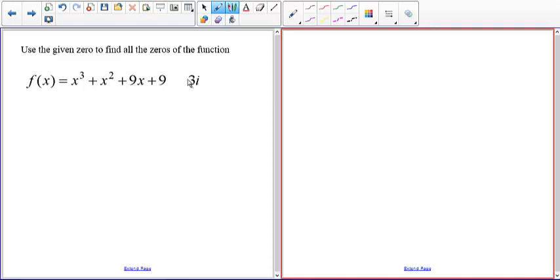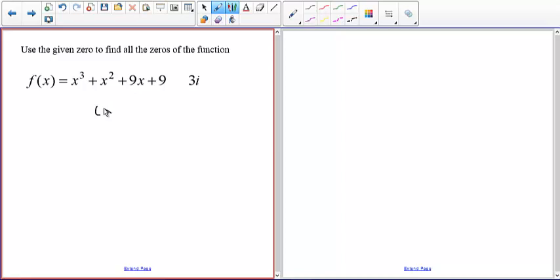So this says that one of the zeros is x equals 3i. So the corresponding factor associated with x equals 3i is x minus 3i. So the complex conjugate would be x plus 3i. So that's the other 0. The other complex 0 is the complex conjugate.